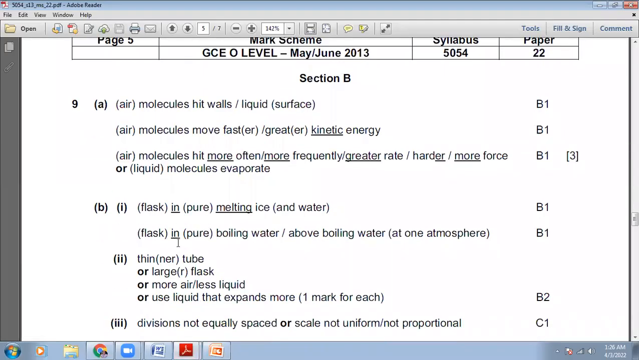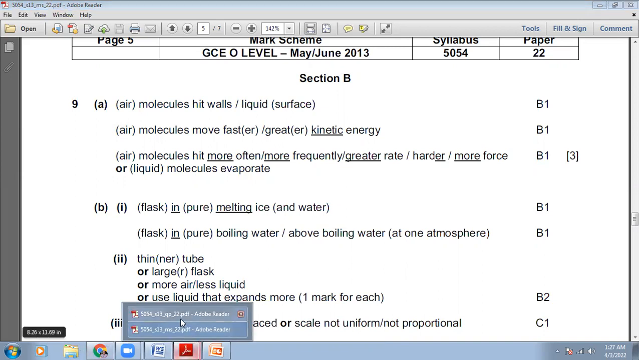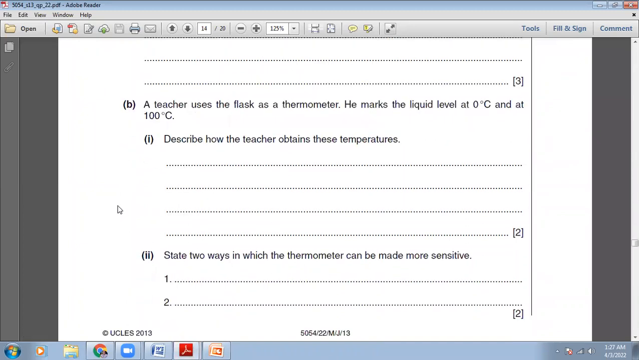So let's look at the marking scheme. Air molecules hit walls, liquid surface. Air molecules move faster, greater kinetic energy. Air molecules hit more often, more frequently, greater rate, harder, more force, or liquid molecules evaporate. So these are the 3 marks, and you can see we have written all these points. Okay, so the next question.